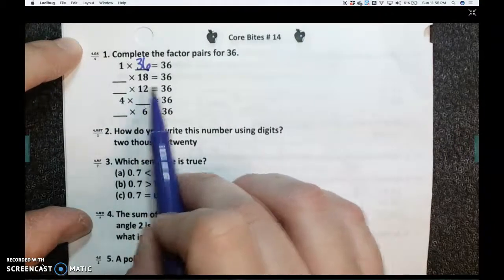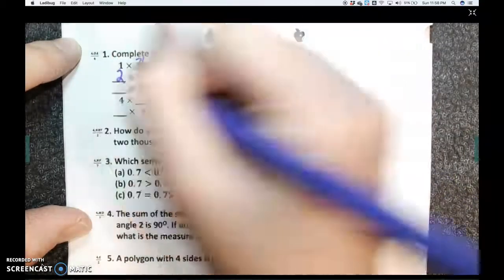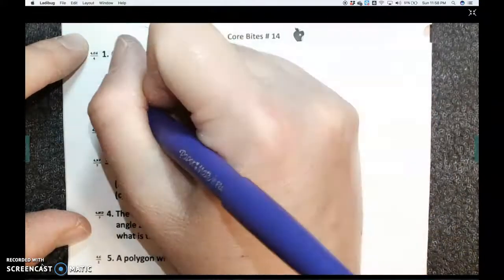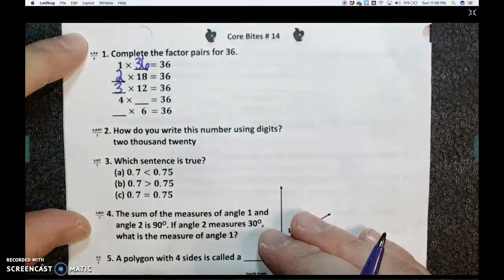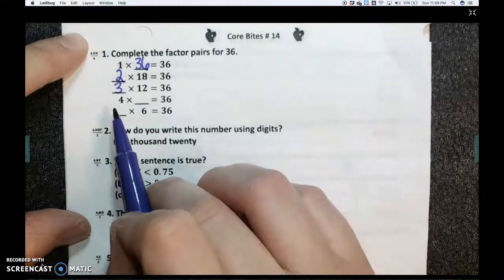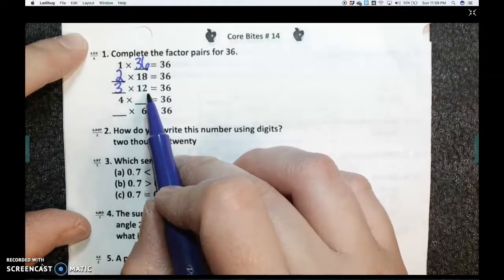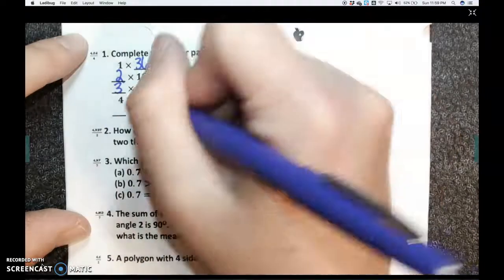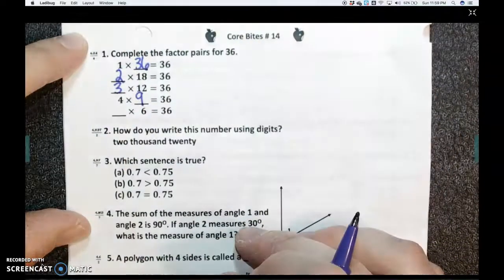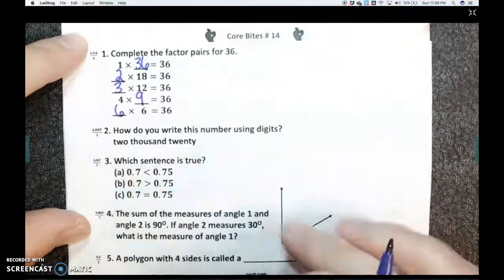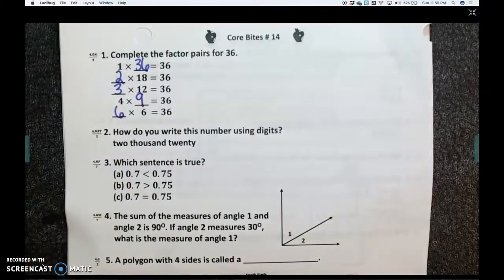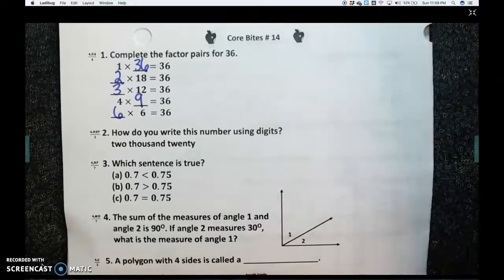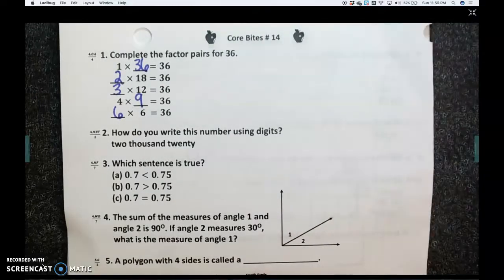Blank times 18 gives you 36. 2 times 18. And then for 12, you would say 3 times 12 gives you 36. And then 4 times what? So as you can see, these numbers are getting smaller. These numbers are getting larger because you're using the factors. So this would be 4 times 9 is 36. And then 6 times 6 is 36. And guys, this is just a great way to remind you that you also need to be studying your multiplication tables to understand these answers.